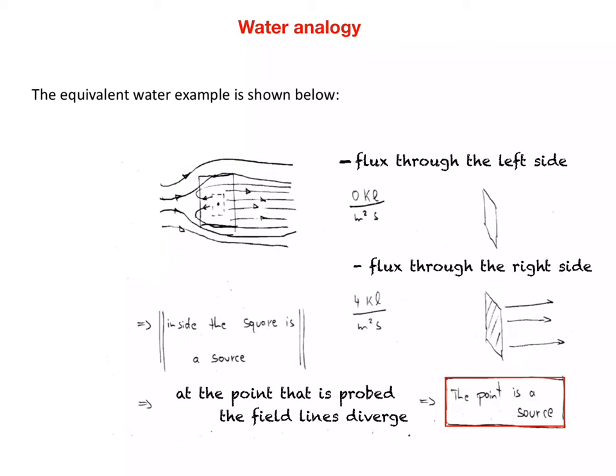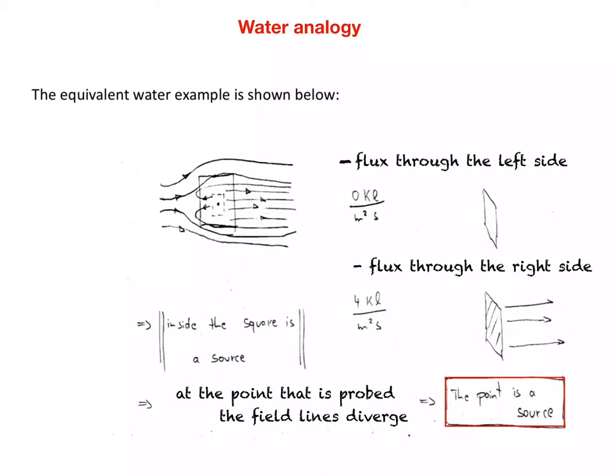In this case, on the left-hand side of the probing box, water is streaming into the box and water is streaming out of the box, so that the net flux through this left side is equal to 0 kiloliters per meter squared and second. On the right-hand side, however, the flux is outward at a rate of 4 kiloliters per meter squared per second. Integrated over the entire surface of the box, this means that there is a net outflow of water from this box. This means that somewhere inside this box there is a source of flow, and the field lines diverge.